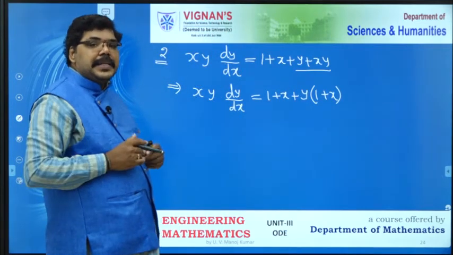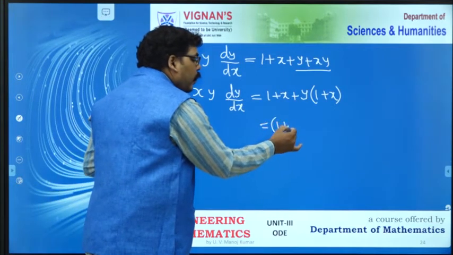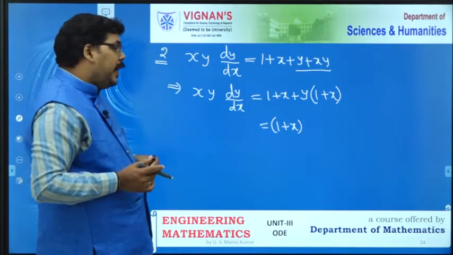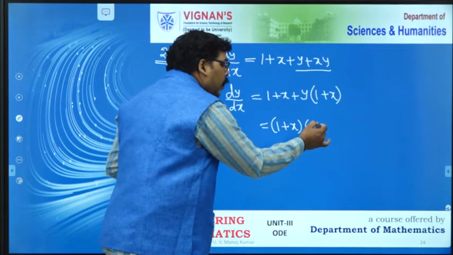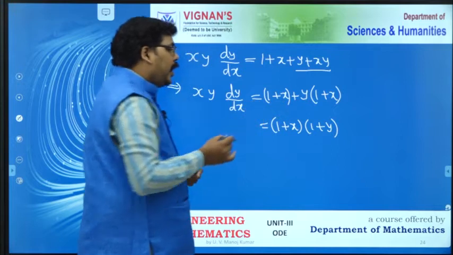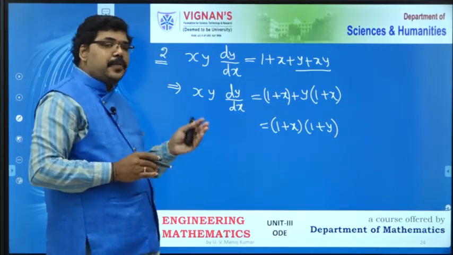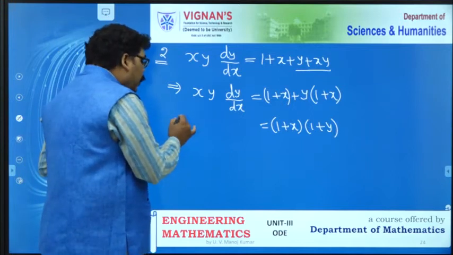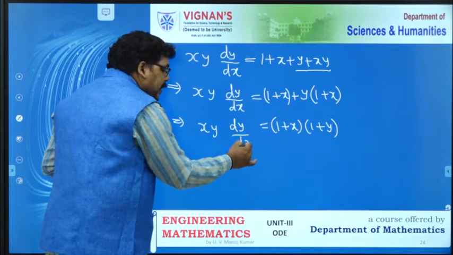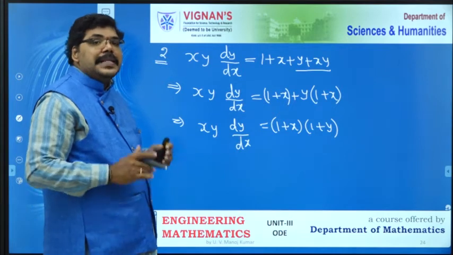So in the RHS, again take 1 plus x common. If you take 1 plus x common, I will get 1 plus x into 1 plus y. So xy dy by dx equals 1 plus x into 1 plus y. Now separate the variables.